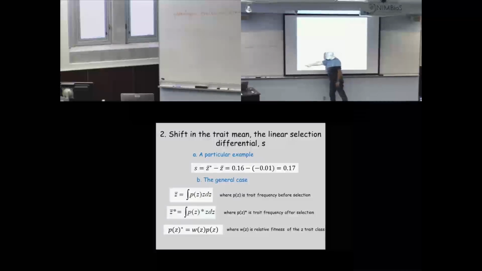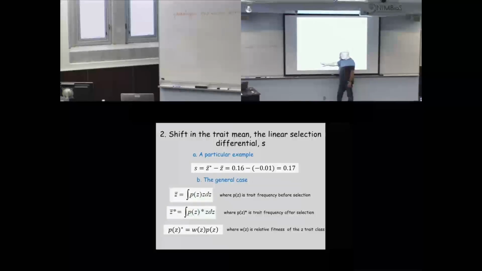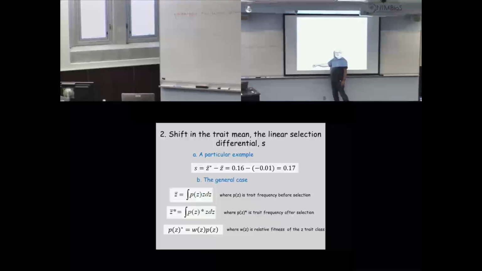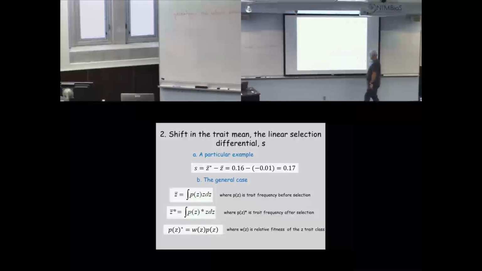And in fact, here's our expression for P star of Z. It's each individual frequency. So this is the frequency of individuals, say, with 150 body vertebrae. And here is the relative fitness of those individuals. What do we mean by relative fitness? We mean that average fitness has a value of 1. Standardized, so that's true.